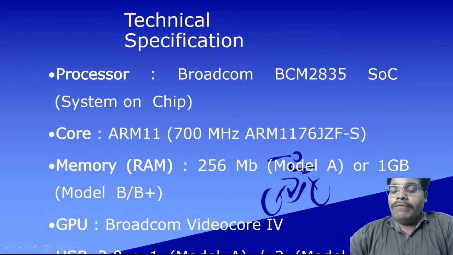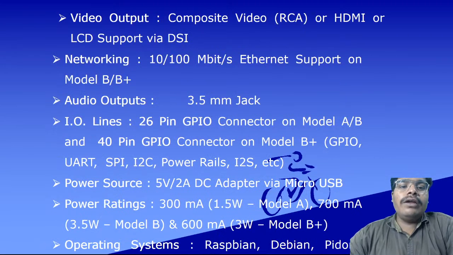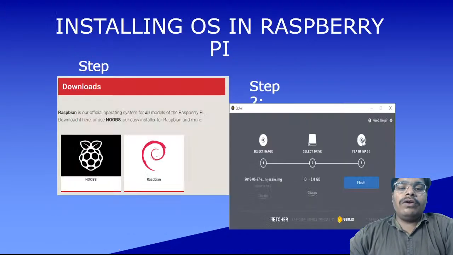The Raspberry Pi which I have used now has a 1 GB RAM variant. It has an HDMI port, CSI port and more, and it can support Ethernet of nearly 10/100 megabits per second. It has a 3.5 mm jack, 26 GPIO pins, and a power source, and it supports Raspbian, Debian, and Fedora OS. Raspberry Pi 4 also supports Windows 10 IoT OS.